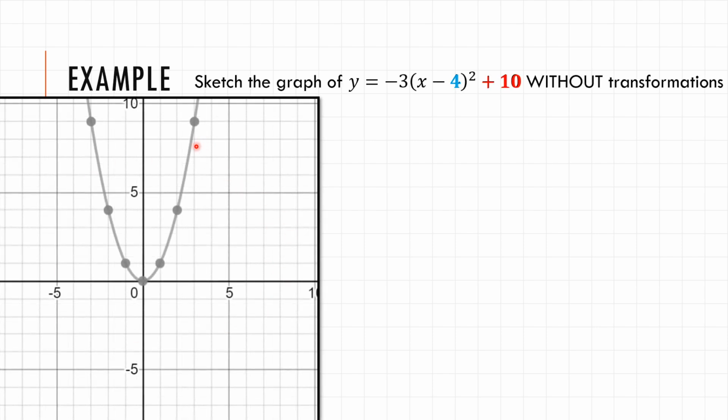And this is probably the fastest way to do it, though. This example, we're going to go through it much faster. I'm going to sketch the graph without using transformations. So this is my parent quadratic. The first thing I'm going to do is look at where my vertex is going to be. And I know it's going to be at (h, k), 4 and 10. That's my vertex. So I'll plot my vertex right away. I know that's where it's going to end up.